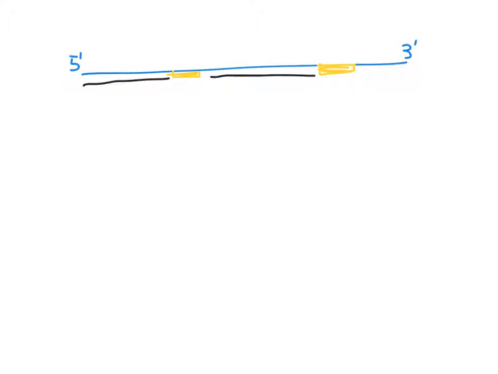Again, that 5' to 3', I'm just doing the top strand right now. Because there's the primers there, what has to happen is we have to remove those, and the removal of the primer happens by DNA polymerase 1.